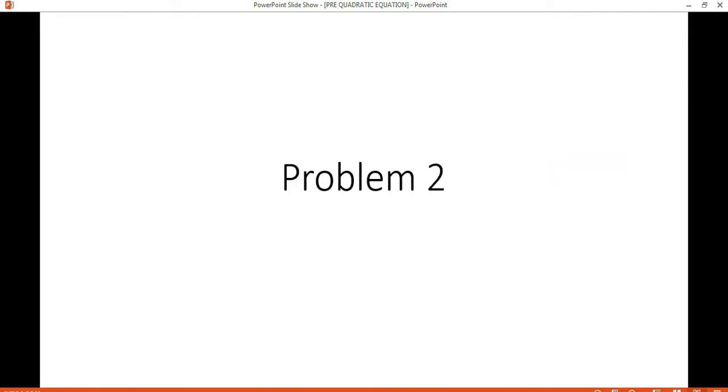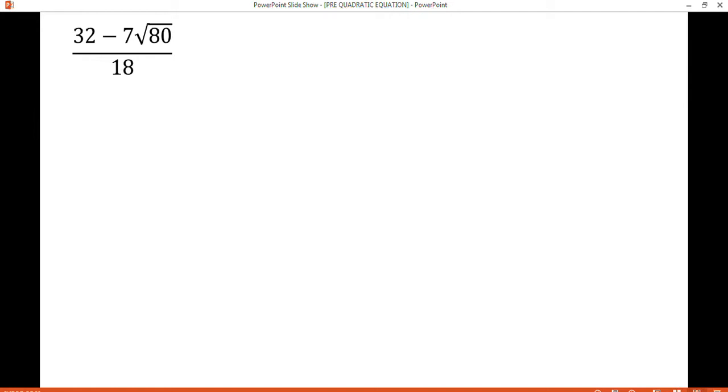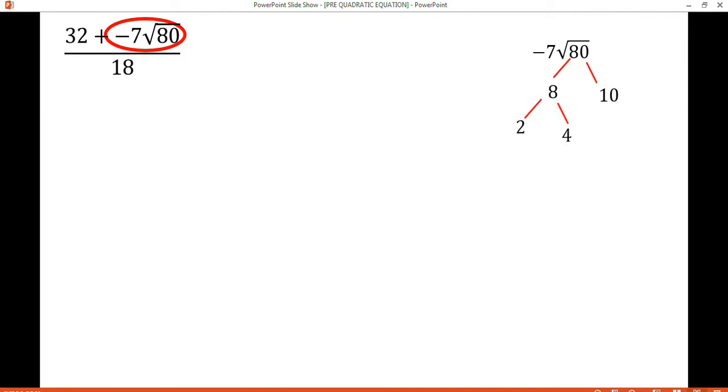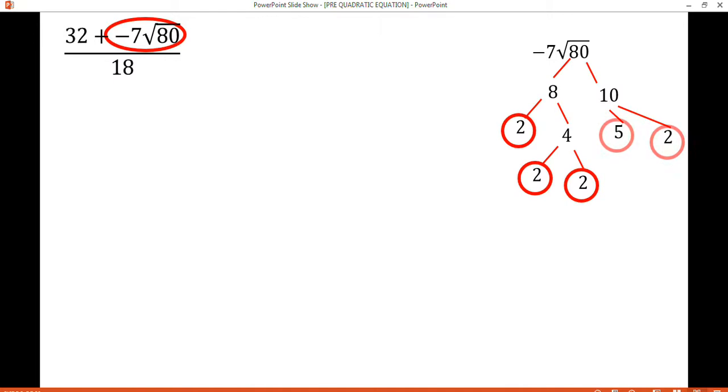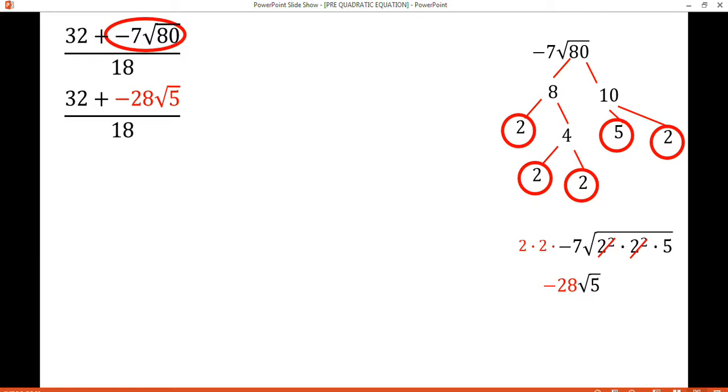Problem 2. Try this one. Alright, first thing we're going to change our subtraction to plus negative, then simplify this. Once we've simplified this, then I'm going to factor the top.